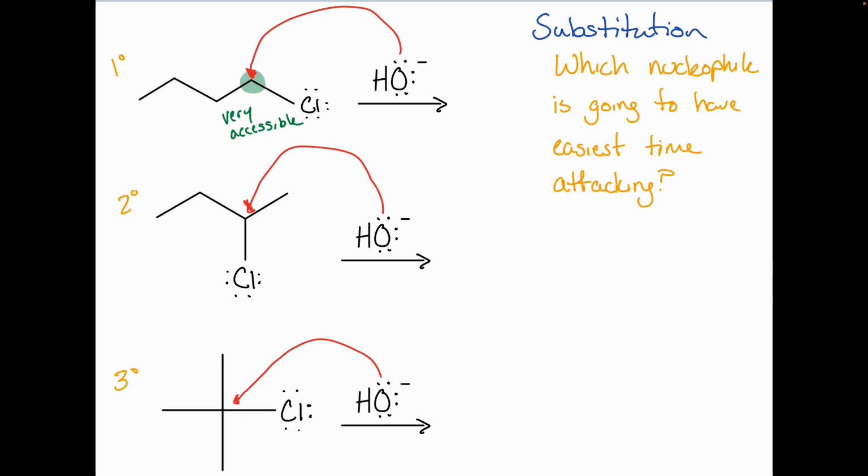If we have a secondary carbon, if we put it into the middle of the molecule, now it's kind of accessible. But it is kind of sandwiched between these two carbons, so it's in a much more crowded environment. Our nucleophile is going to have a much more difficult time getting to that electrophilic site. And then if we have a tertiary carbon, this is not at all accessible.